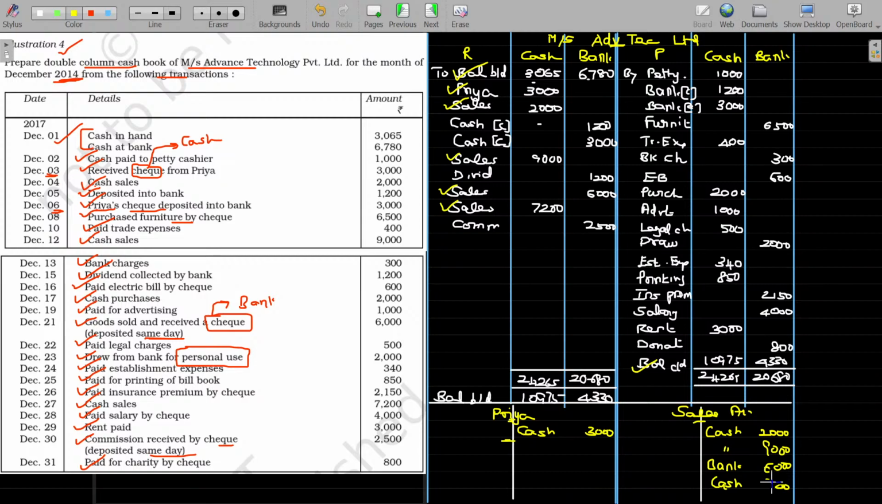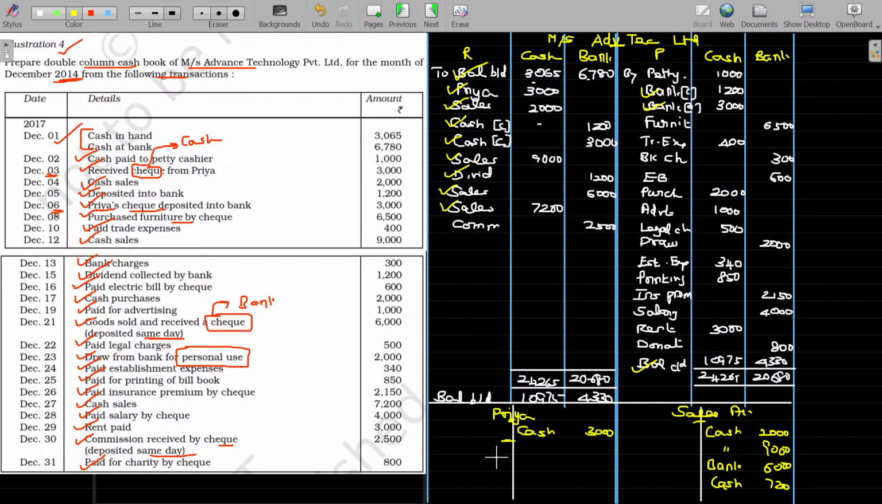So I have completed the posting of sales. Contra will not be posted anywhere. You just put the tick mark and leave it. Double entry is already over. One posting is the receipt side, means the other posting is the payment side. So automatically eliminated.